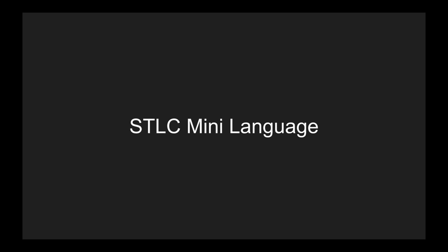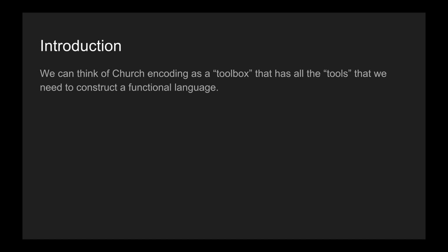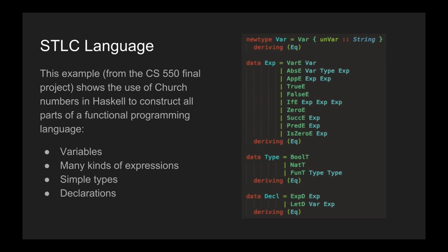The simply typed Lambda calculus mini language. We can think of church encoding, which we have just discussed, as a toolbox that has all the tools we need to construct a full functional programming language. This example, which is taken from the CS550 final project, shows the use of church numerals in Haskell to construct all parts of a functional programming language.